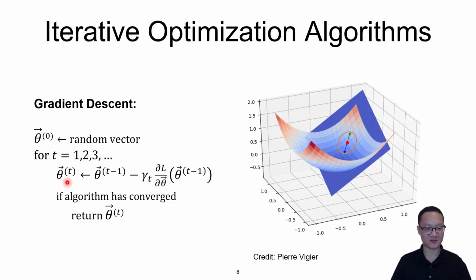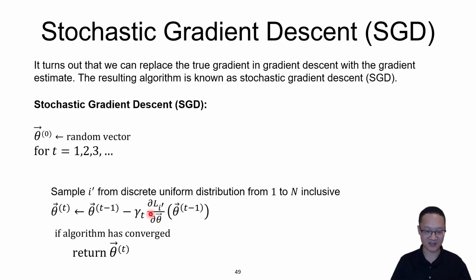Okay, so let's just go back here. So this was gradient descent. Over here, it used to be the full gradient. And now it's actually just the gradient of the loss from the ith data point, so partial Li prime, partial theta. And then after computing the gradient of just one term, we're going to update theta and then iterate. The next time, we're going to sample a different, well, potentially a different I prime.